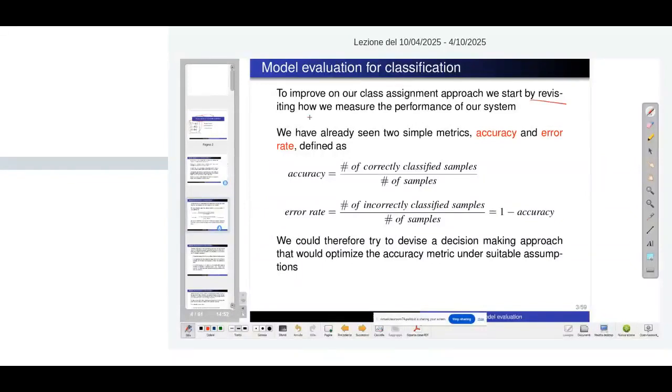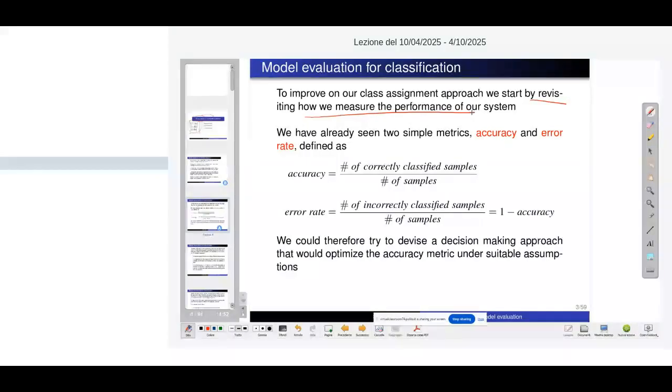Now, the first thing that we do is we look at how we measure the performance. Why? Because essentially to decide what is a good decision, I need to know how I measure whether the decisions are good. If I don't know how I measure, I cannot say what is good in terms of improving my performance. So the first step to obtain optimal decisions is to decide how I measure the decisions are good. So we start looking at the second part of the problem.